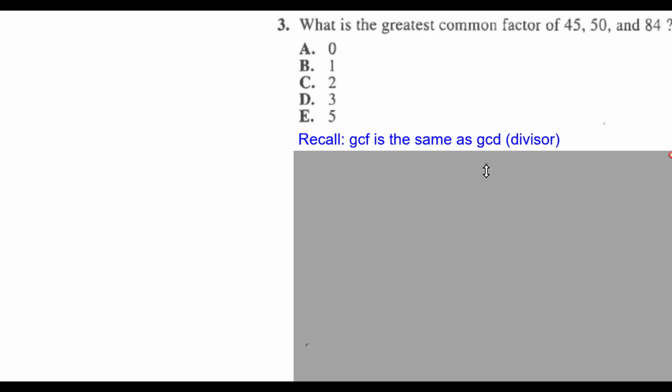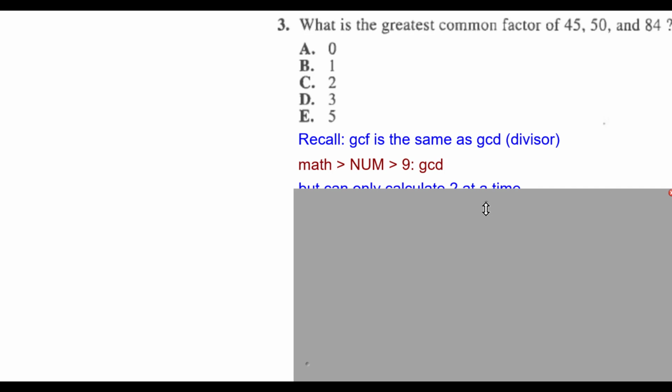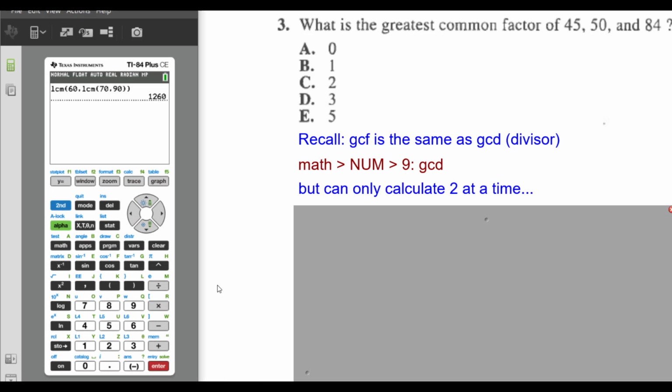Recall that the GCF is the same as the greatest common divisor, and so these are the directions for that. So I'll bring up the calculator. Let me clear that screen there. Again, under math and over to the num column, number 9 is the GCD.